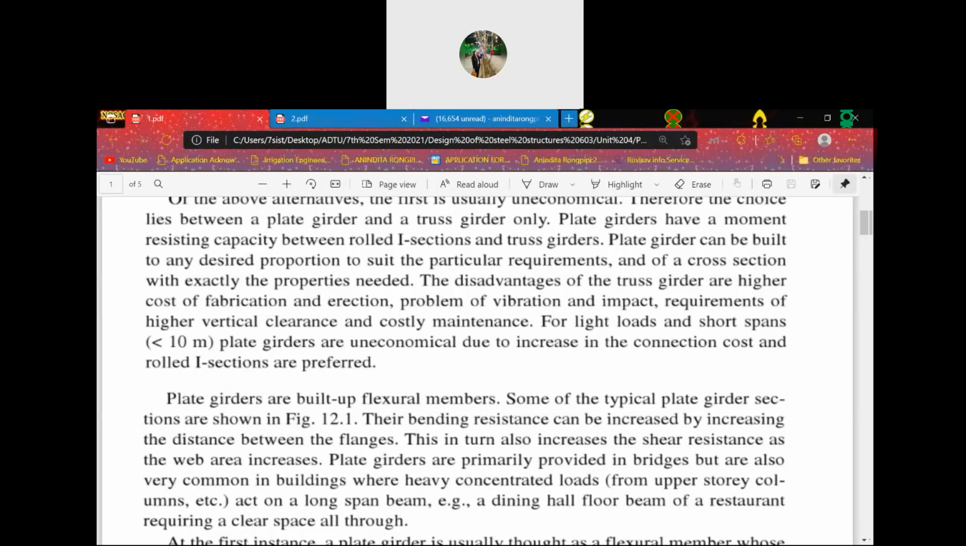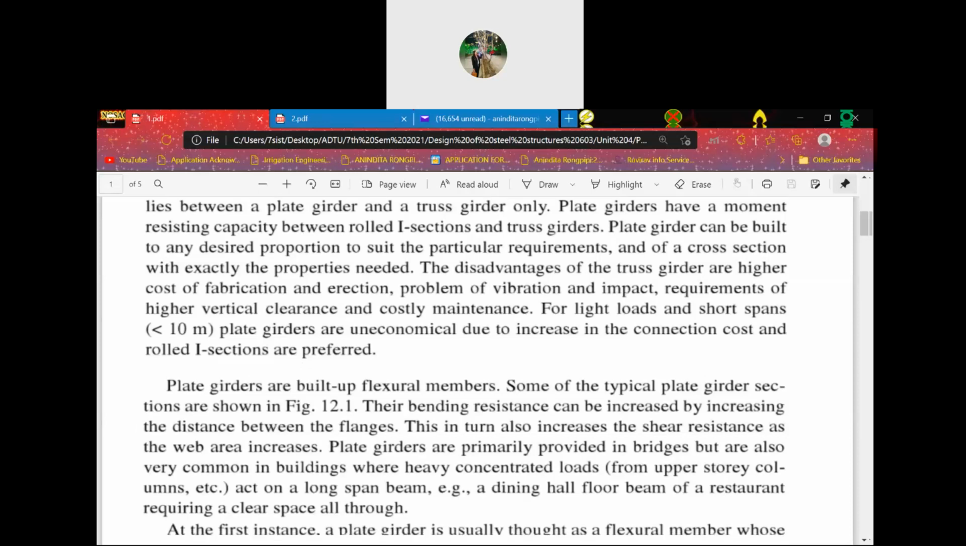Plate girders are primarily provided in bridges, but they are also very common in buildings where heavy concentrated loads are there, such as from upper story columns, and they act along a long span beam also. For example, a dining hall floor beam of a restaurant requiring a clear space all through.